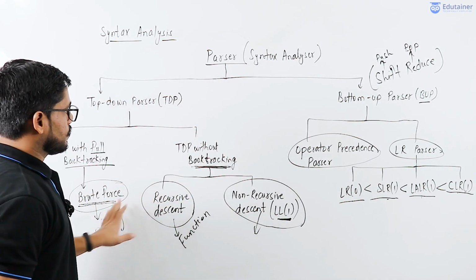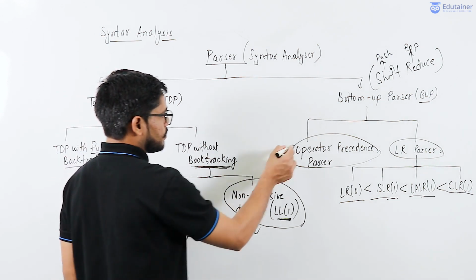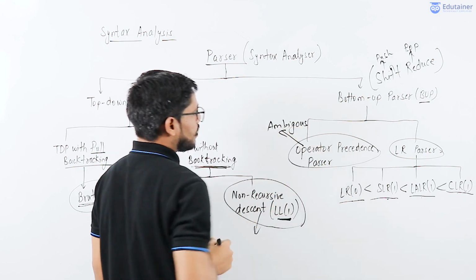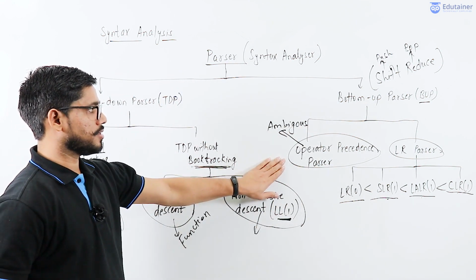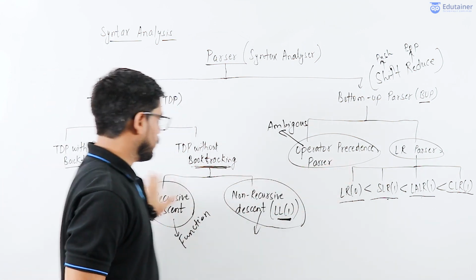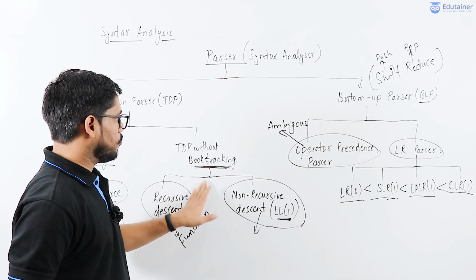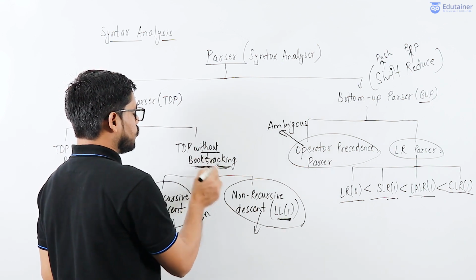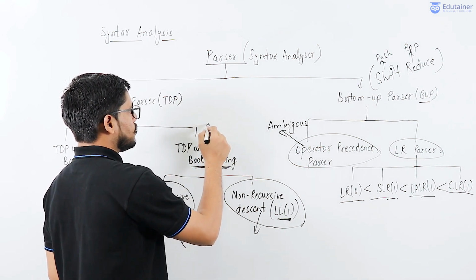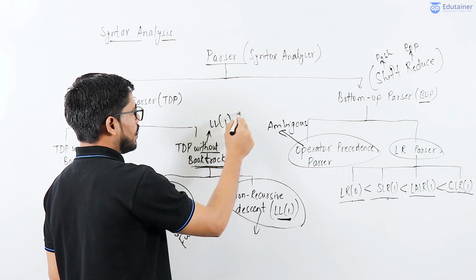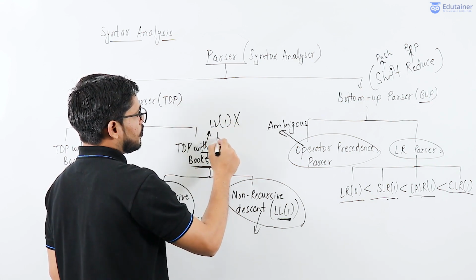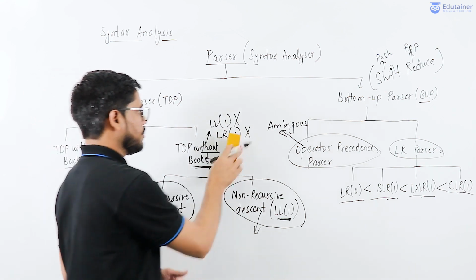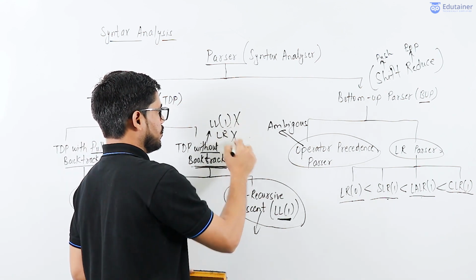In this particular parser, the operator precedence parser allows ambiguous grammar also. So ambiguous grammar is only allowable by operator precedence parser, and all the above parsers, TDP without backtracking and LR parsers, do not allow ambiguous grammar. Coming to TDP without backtracking, LL1 will not allow left recursive grammar.